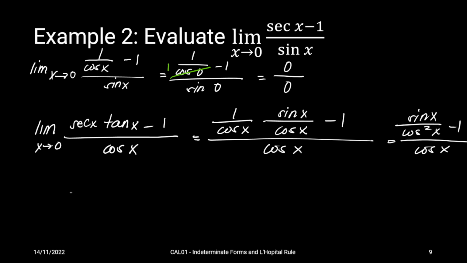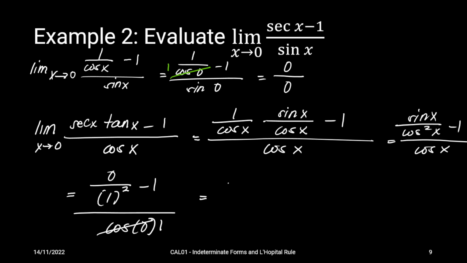No? So, we have sine 0 is 0 over cosine squared x. Cosine 0 is 1. So, that is squared. Minus 1 over cosine 0, which is equivalent to 1. So, therefore, we have 0 minus 1 over 1. And hence, we have negative 1. Ayan. So, this is the answer to our limit, no? So, by using L'Hopital's theorem.